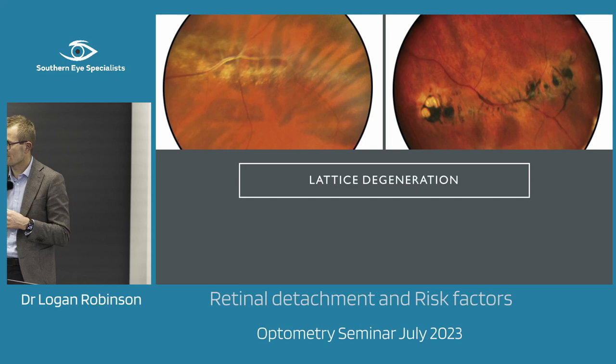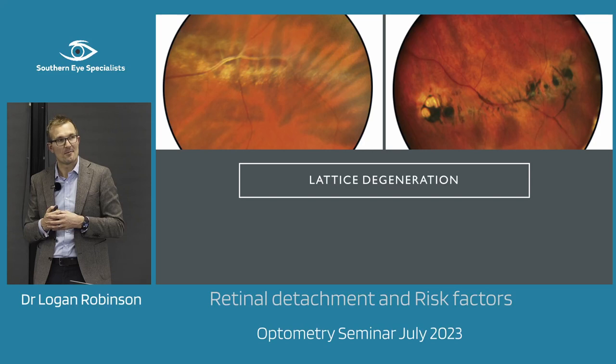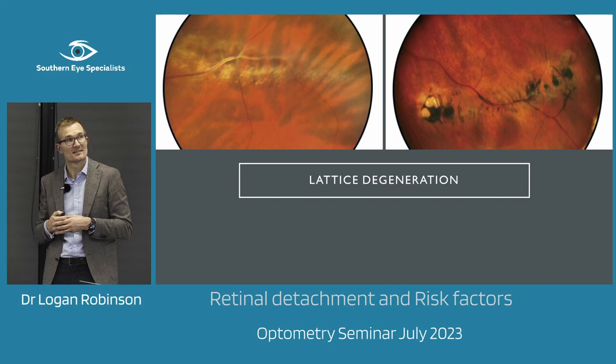And then we have lattice degeneration, which you guys will see lots of all the time. And no one really knows why lattice is there. It's often in myopes, but about a quarter of it's not. And maybe 6% of the population have some lattice. And sometimes it'll have those little atrophic holes in it, which we'll see in a minute.